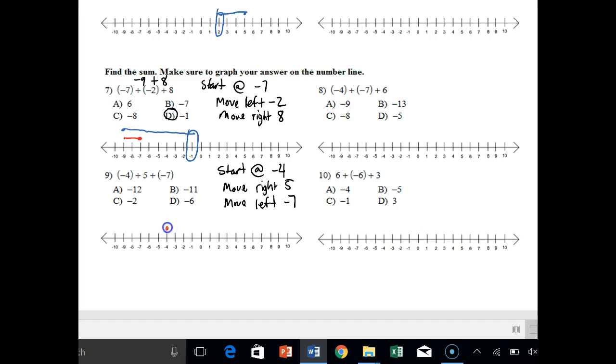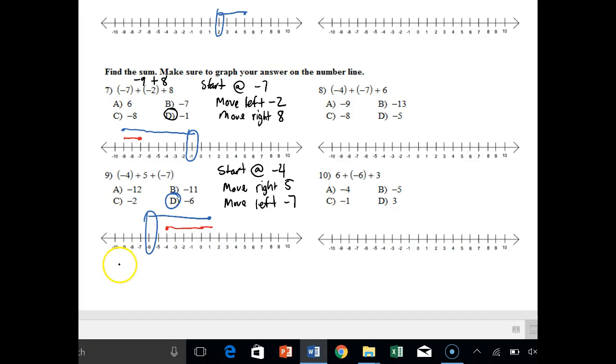So we're going to start at negative 4. We're going to move right 5 times. So to 0 gets me to 4, and then 1 more is 5. So that's where I'm going to stop there. And then I'm going to start at 1 again and move back 7 times. So 1, 2, 3, 4, 5, 6, 7. I stop right there. Sorry, and that gets me to negative 6. So the answer is negative 6.